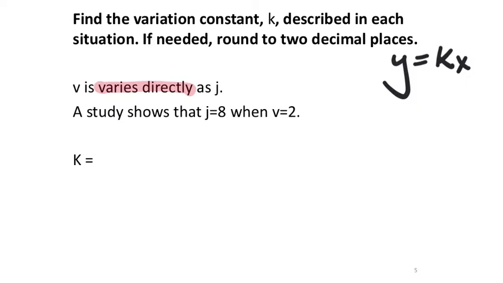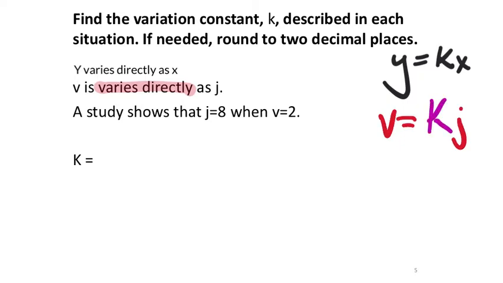Now, the way that I'm used to seeing this is it would usually say that y varies directly as x. Okay, and again, I don't know why that grammar works, but I guess it does. See how the v is the y in this case and the j is the x? That means this new equation would be written as v equals kj.